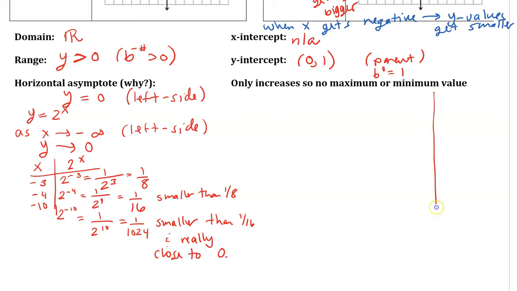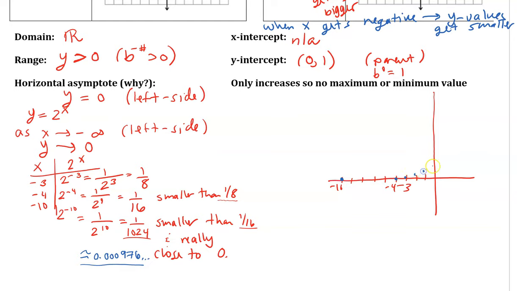So it's kind of like this. As x is moving toward the left-hand side, right, we were looking at negative 3, negative 4, and then eventually negative 10, the y values are barely above the x-axis. In fact, it almost looks like they're touching the x-axis, right? If I were to plot 1/8, it would be barely right there. And then 1/16 would be even closer. And 1 over 1024, as a decimal, is 0.000976, yada yada. Very tiny, right? In fact, if you graph it, it almost looks like it's right on 0.